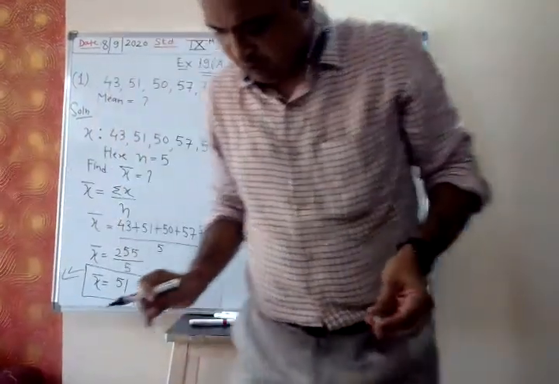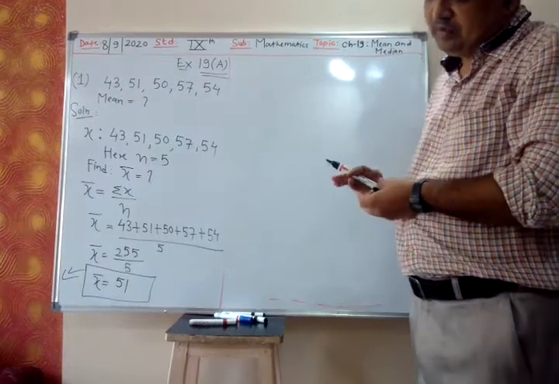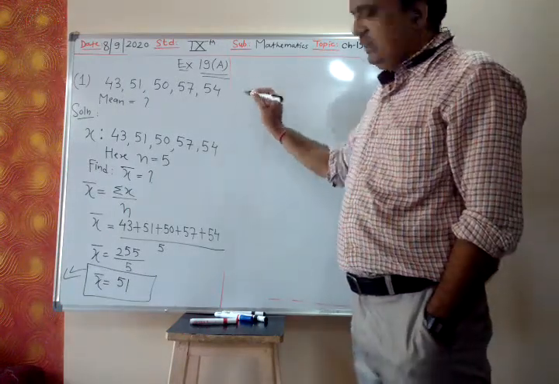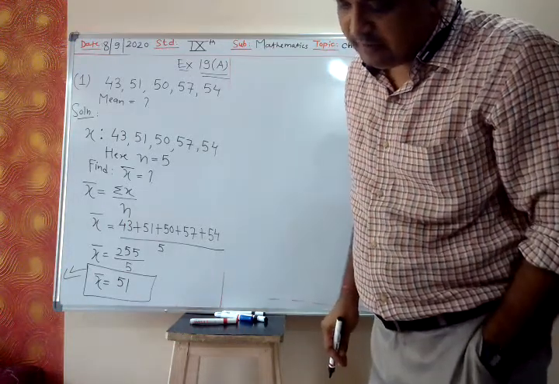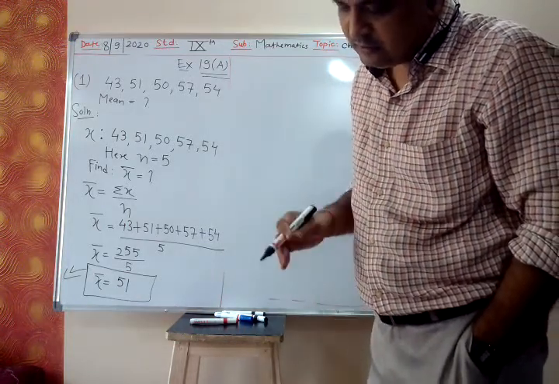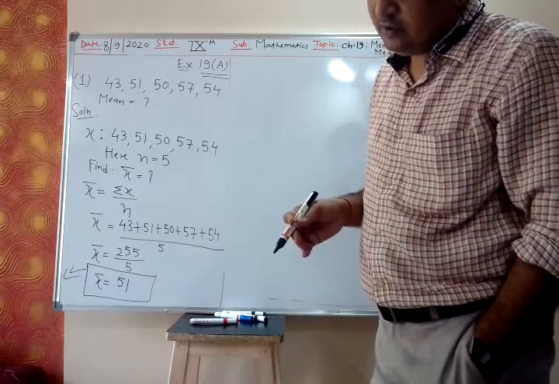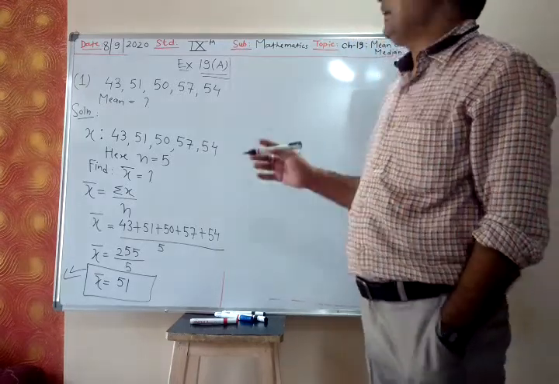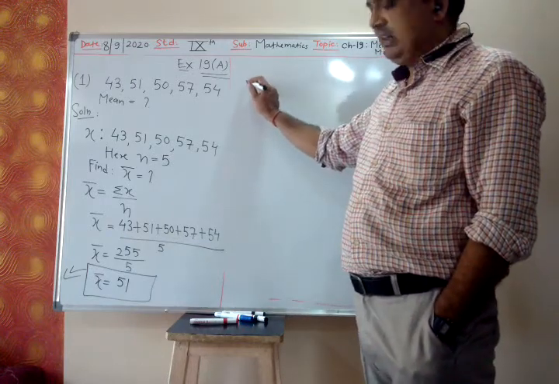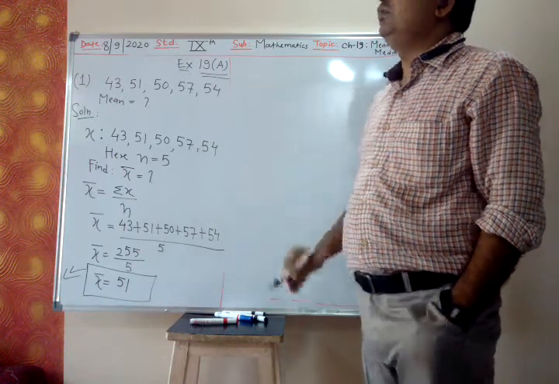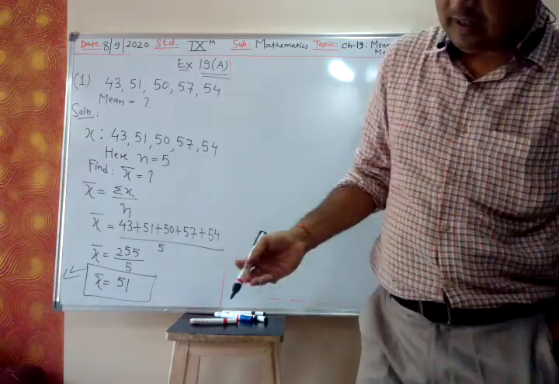Now the second I am giving as homework: find the mean of the first 6 natural numbers. Then find the mean of the first 10 odd natural numbers. That is also homework. Find the mean of all factors of 10. What are all the factors of 10? 1, 2, 5, 10. Find the mean.